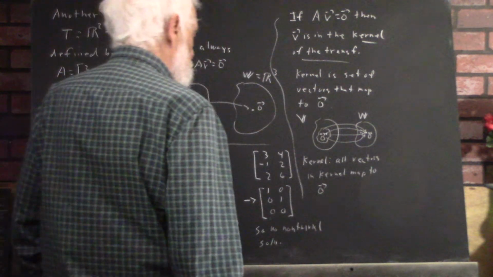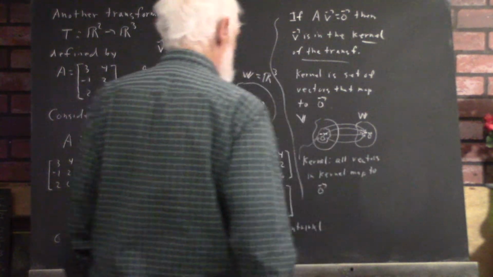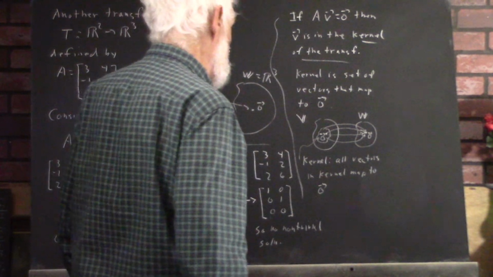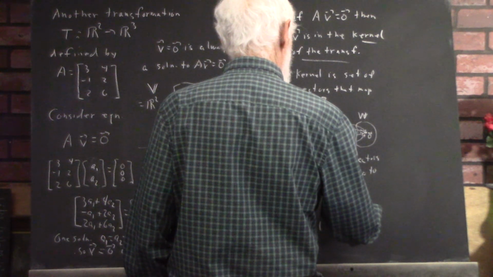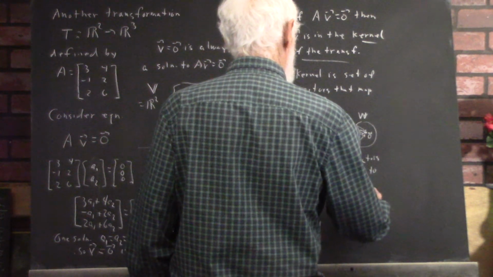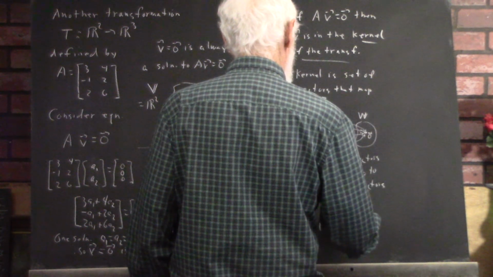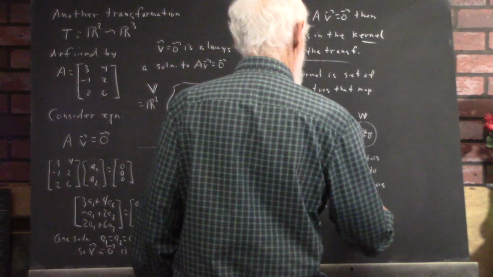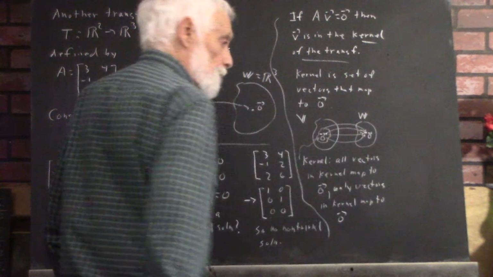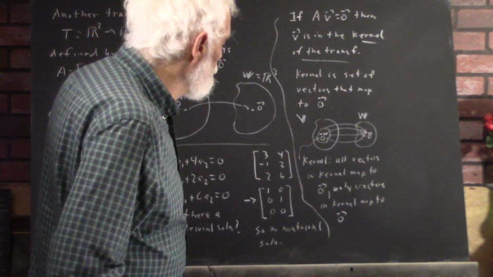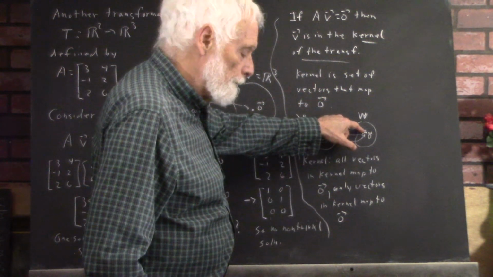All the vectors in the kernel map to the 0 vector, and no vectors outside. I'll say only vectors in the kernel map to the 0 vector. Okay, so the kernel is all the vectors in V that map to the 0 vector.